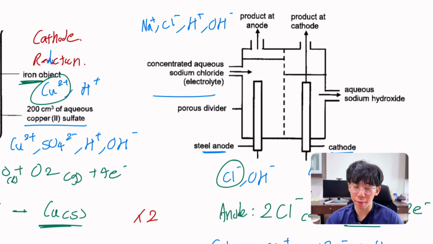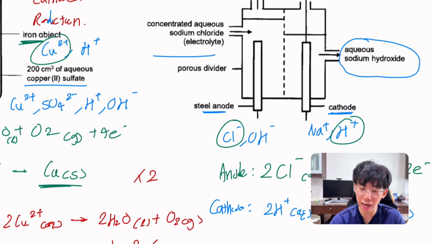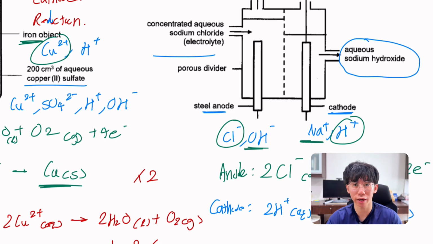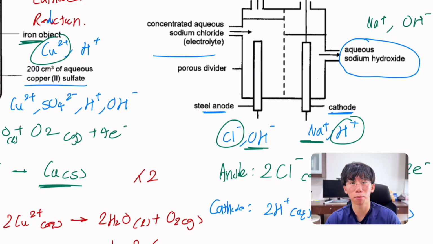If you look at this diagram, it also tells you that aqueous sodium hydroxide comes out as a product. And sometimes questions will ask you why sodium hydroxide will come out, or sometimes they'll ask you what is the product of this whole electrolytic reaction. For this, you can just look at the ions that are remaining. Na+ and OH- did not get electrolyzed, so if you combine them, that's what will form your sodium hydroxide product afterwards.